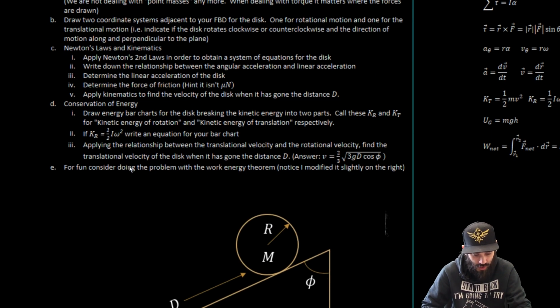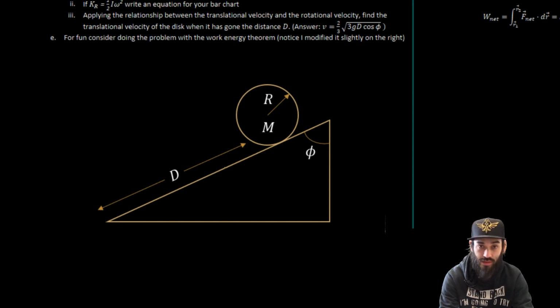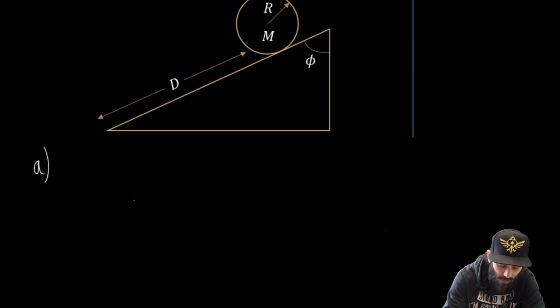So in the statement of the problem, it tells you that you have this disk that's going to be rolling down this inclined plane. It starts from rest, and what we'd like to do is determine what its velocity is at the bottom. So the first way that you can approach this is by using kinematics and Newton's laws. Approaching it like this, we first need to have some free body diagram.